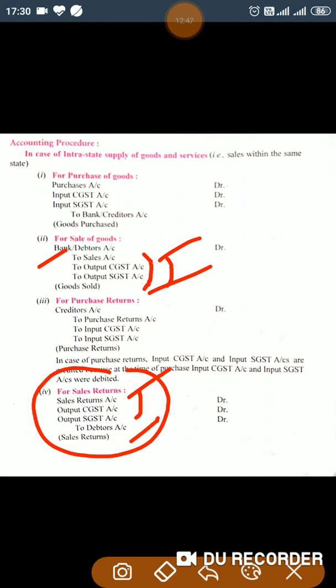And at the same time, suppose that debtor, the customer, was a debtor. Earlier he had to pay the full amount. Now if he is returning goods, to that extent of goods he will not pay you any money. The asset, debtor as an asset, is decreasing, so it should be credited.